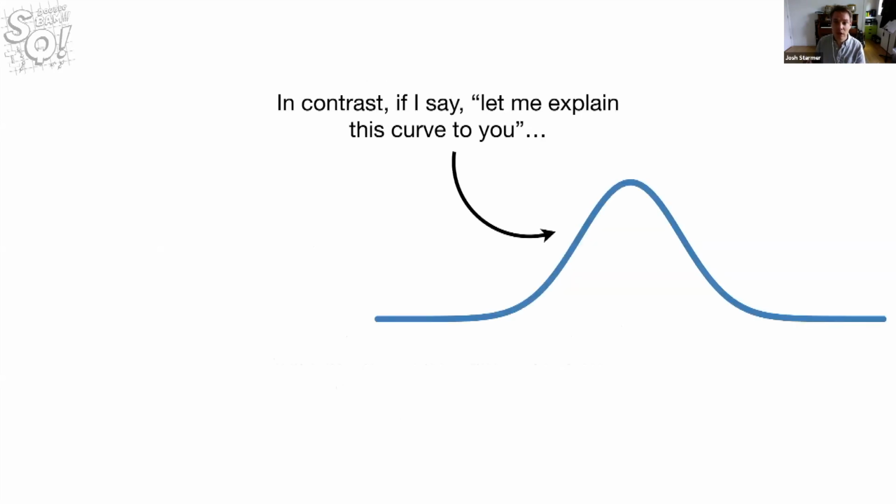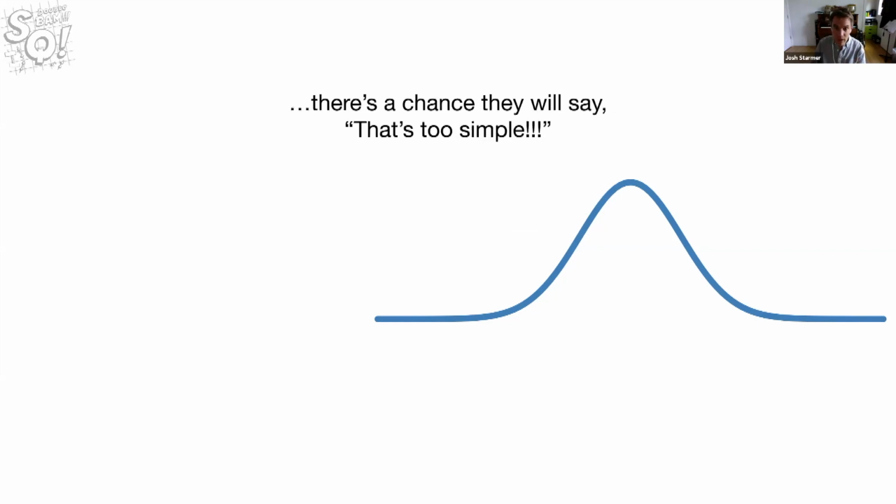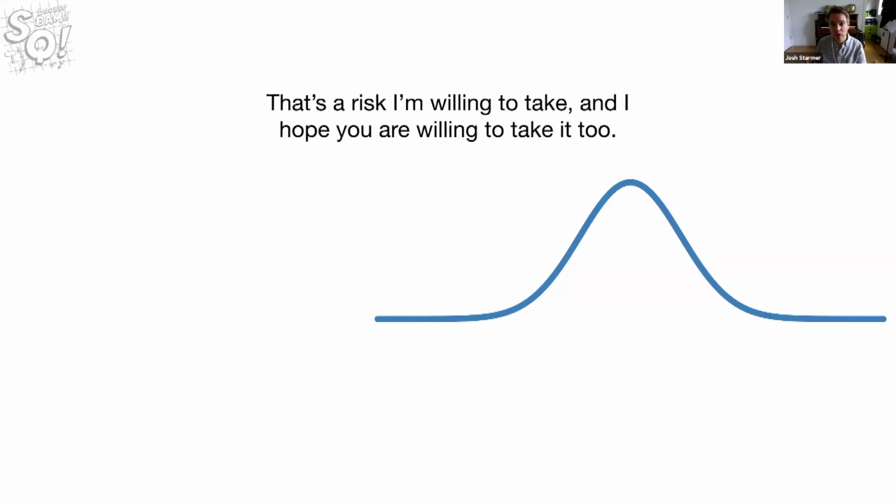In contrast, if I say, let me explain this curve to you, there's a chance they will say, hey, that's too simple. You must not be very smart. And they could ridicule me. That's okay. That's a risk I'm willing to take.